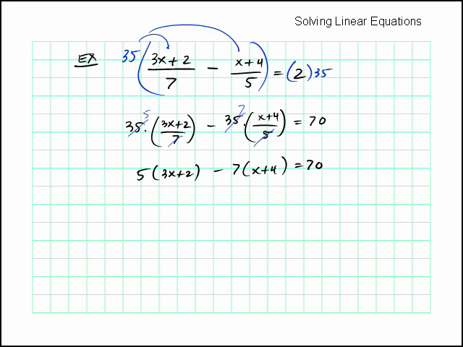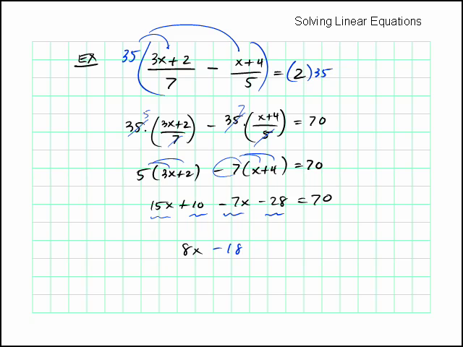I'm now going to distribute. 15x plus 10. Make sure that you take the negative sign here with the 7. Negative 7x, and this will be minus 28 equals 70. Combine your like terms now. 15x minus 7x is 8x. 10 minus 28 is negative 18.